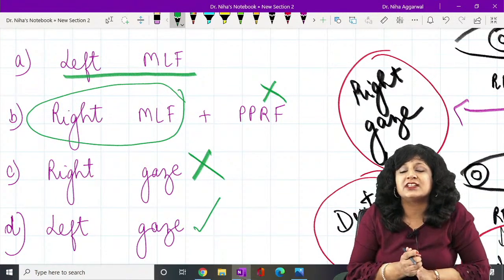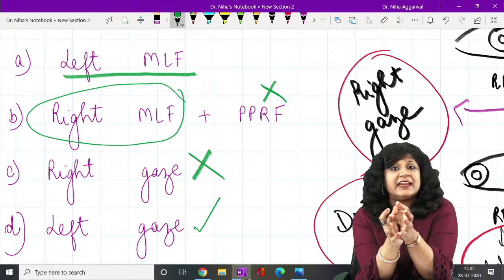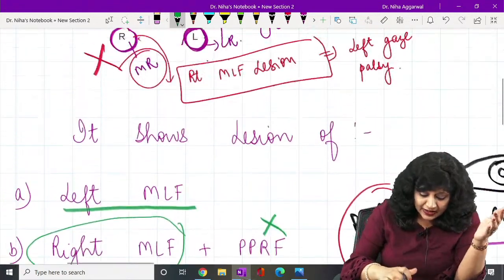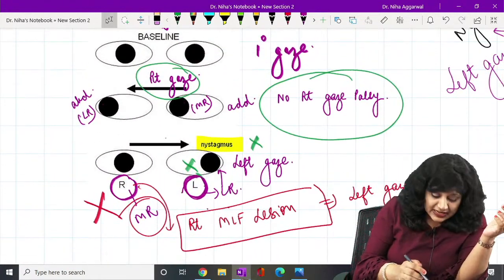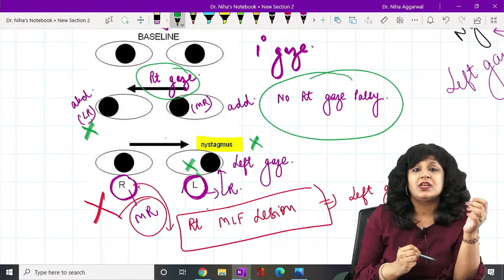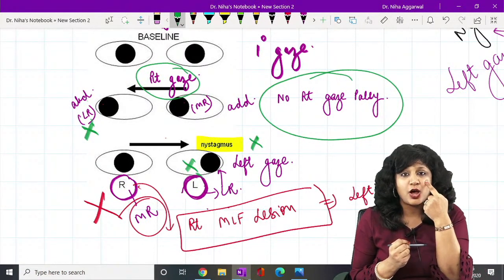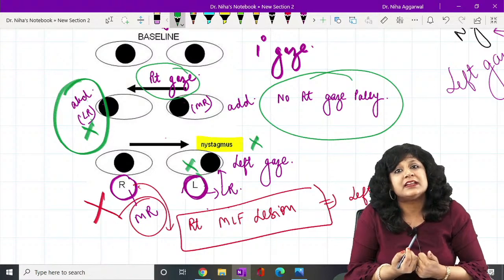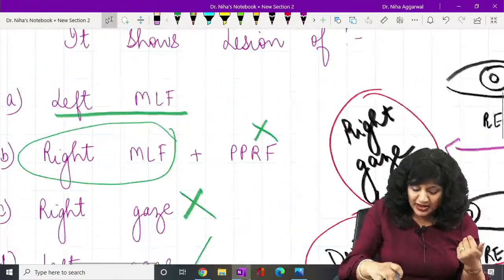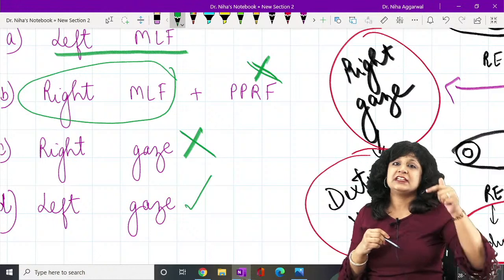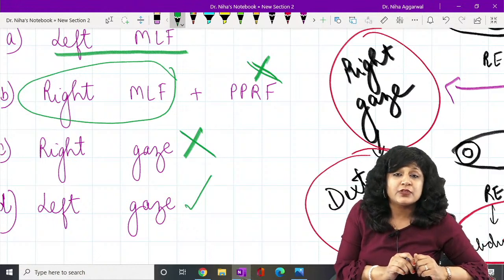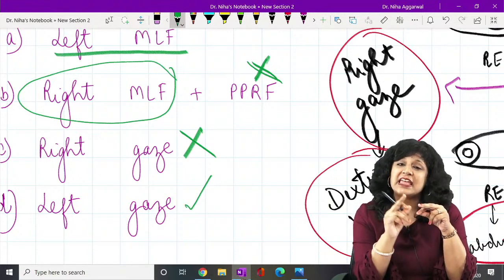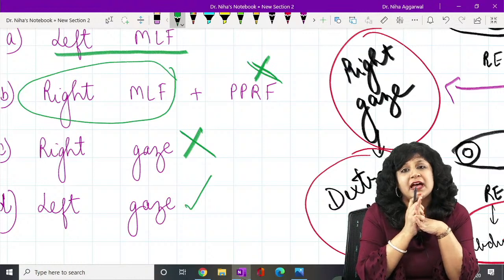Why am I so sure that this is not PPRF? Because if there is a combined one, then what would I be getting? 1.5 syndrome. And what happens in 1.5 syndrome? Even the lateral rectus abduction is also lost. Both the movements of the same side are lost, and on the other side only the abduction nystagmus is there. So that should also have been absent. But this is present. The patient is able to see in the right gaze. Therefore, I will say that there is not a PPRF lesion. That is why this option is also wrong. Because most of the students gave me the answer right MLF with PPRF. It is partially correct. It is a right MLF lesion, but not a PPRF lesion.